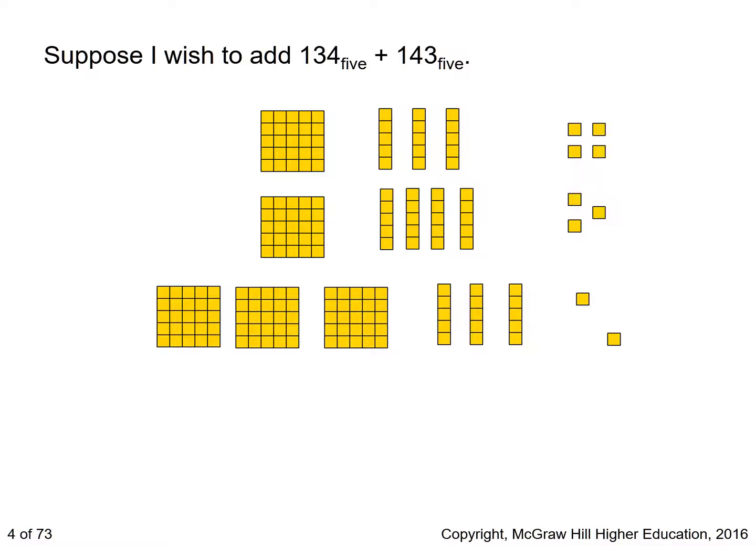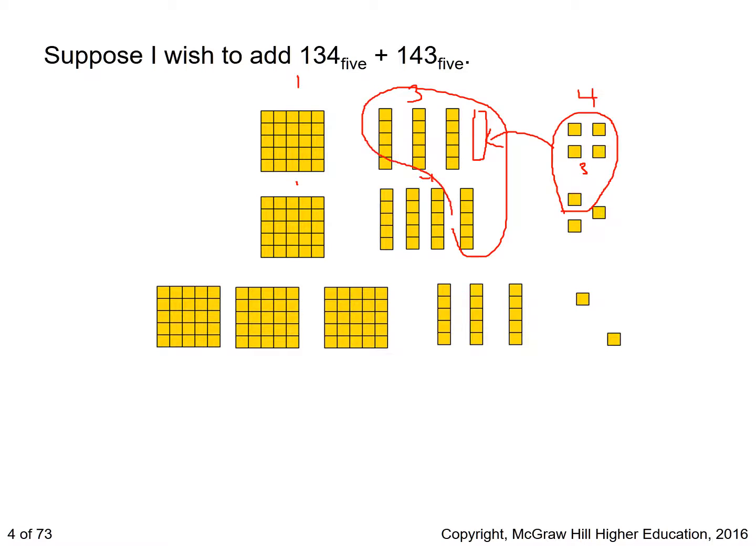Okay, so suppose I wish to add 134 base 5 and 143 base 5. The first thing I want to do is add what's in this position. Well, I have 8, and 5 of these will make another long. And then 1, 2, 3, 4, 5 of these will make another flat.